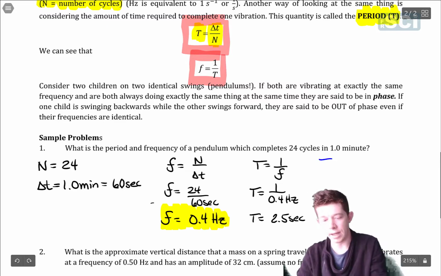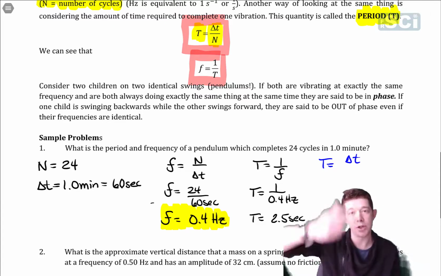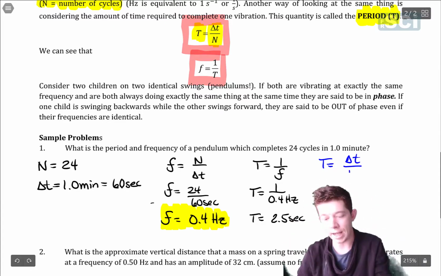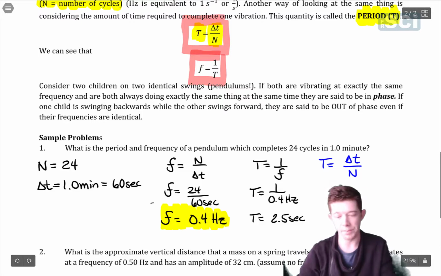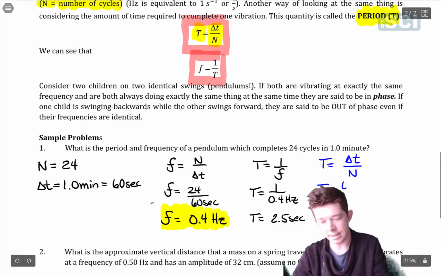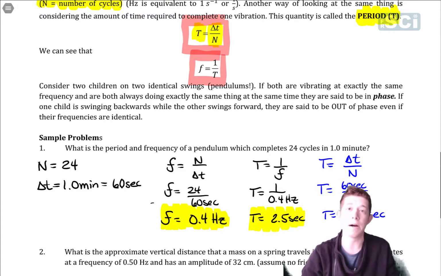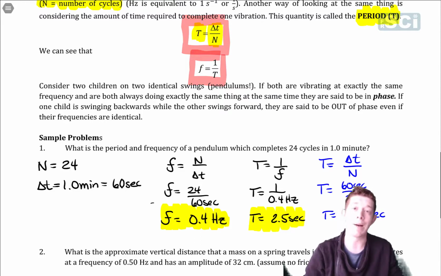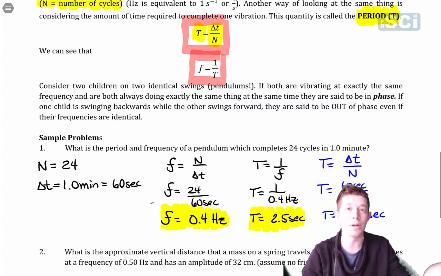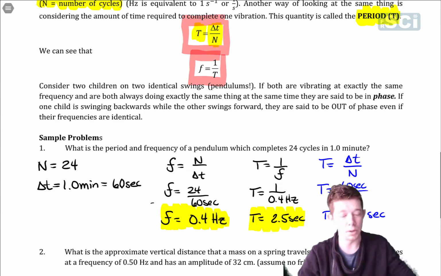Another way to do it, I could say that I want to take the time that I allow this oscillation to occur divided by how many cycles it went through. And if we do that, I get 60 seconds divided by 24 oscillations, and you'll notice that it comes out to 2.5 seconds yet again. So we know that we can find the period and the frequency of a wave if we know how many cycles we've gone through and the period of time that we allow the cycles to occur in.